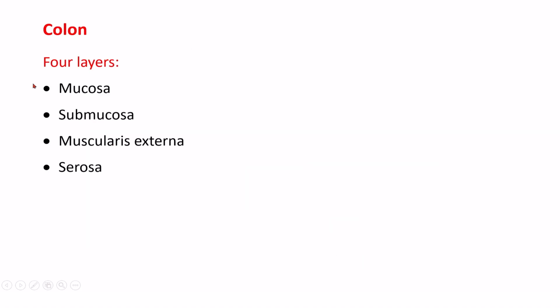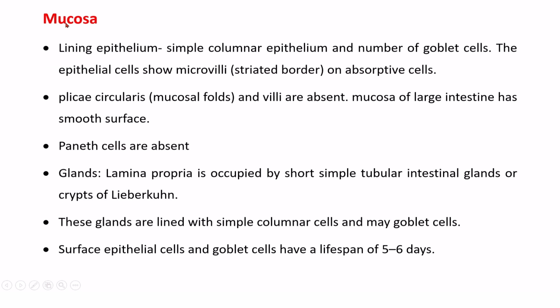Basically, the microanatomy of the large intestine presents four layers, namely the mucosa, submucosa, muscularis externa, and serosa. The mucosa has the lining epithelium, which is a simple columnar epithelium, and it also has a number of goblet cells. The epithelial cells show microvilli, so they appear like a striated border. These microvilli are present only on the absorptive cells. Plicae circulares, which are the mucosal folds, and villi are both absent. The mucosa of the large intestine has a smooth surface because these two are absent.